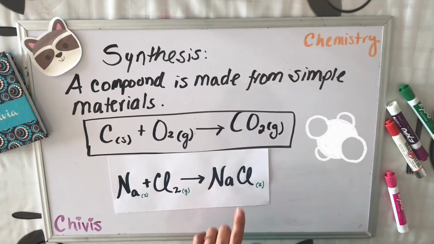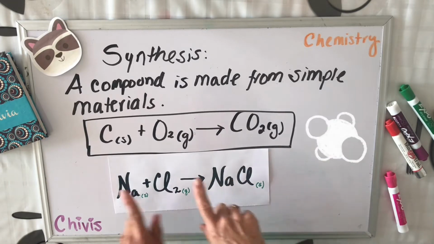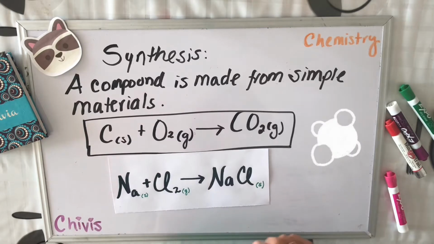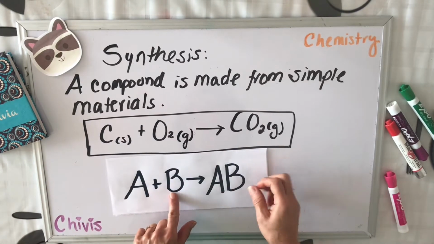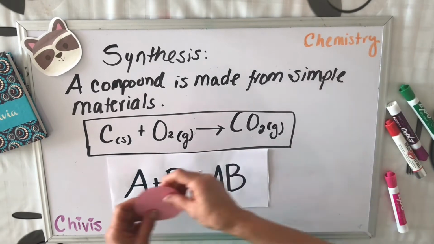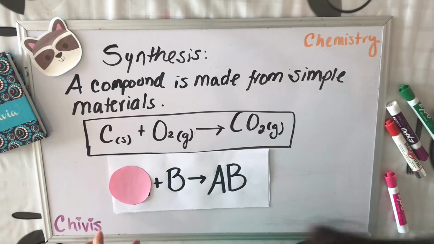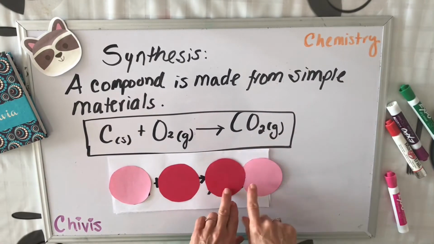We take sodium and chlorine, and with that we obtain sodium chloride. Sodium and chlorine are simple elements, and sodium chloride is a compound. We can represent this reaction like this. A plus B produces AB.